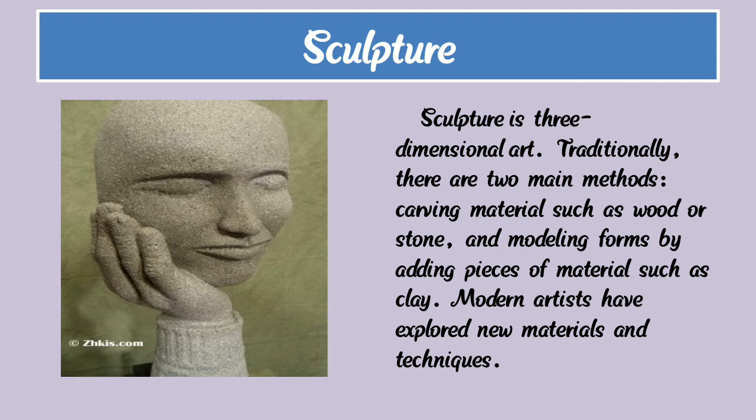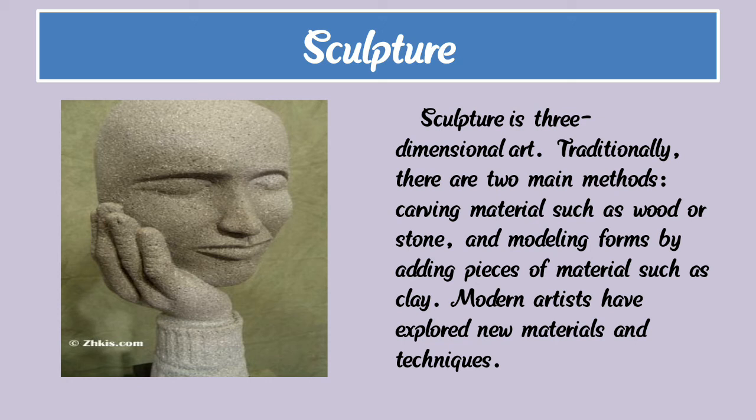Sculpture is three-dimensional art, and traditionally there are two main methods: carving a material such as wood or stone, and modeling forms by adding pieces of a material such as clay. Modern artists have explored new materials and techniques. So children, you all understand what a sculpture is.